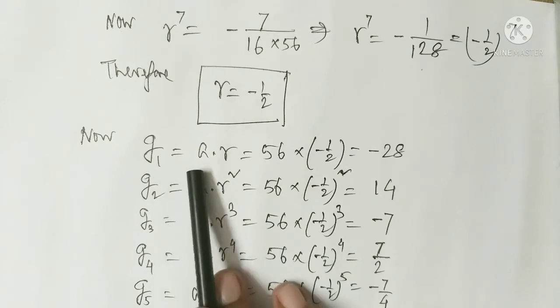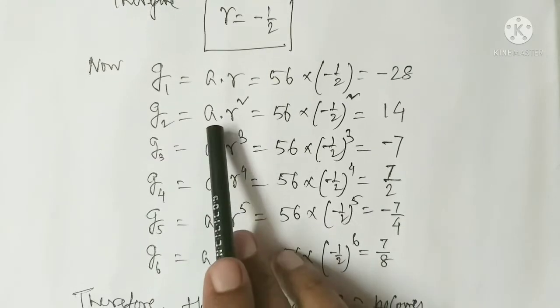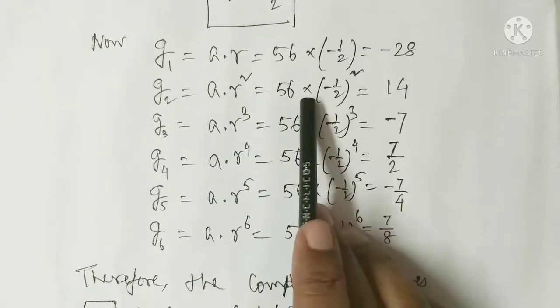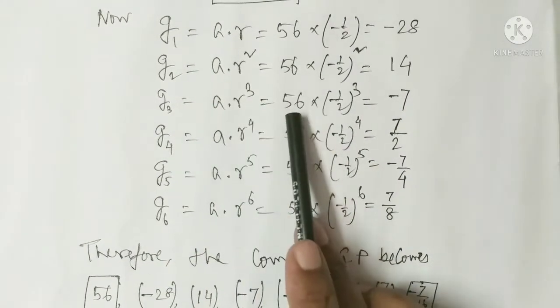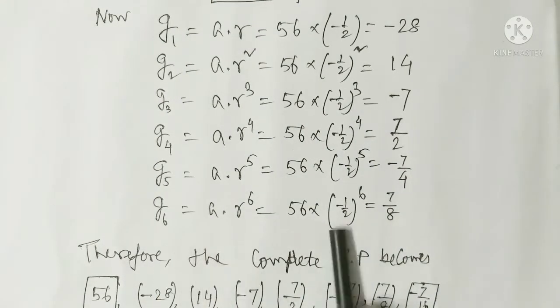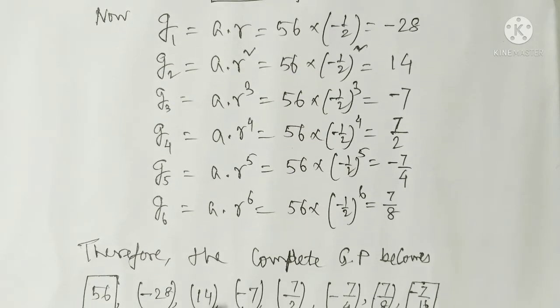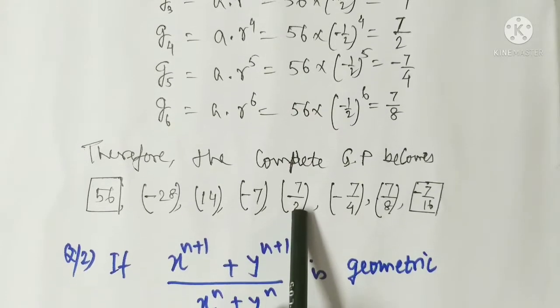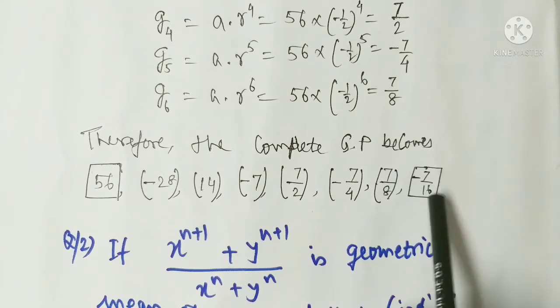Now G1 equals a into r, that is 56 into minus half, that is minus 28. G2 equals a r square, equals 56 into minus half whole square, that is 14. G3 equals a r cube, that is 56 into minus half whole cube, minus 7, and in this way, up to G6, we get minus 7 by 8. Therefore the complete GP becomes 56, minus 28, plus 14, minus 7, plus 7 by 2, minus 7 by 4, 7 by 8, and minus 7 by 16.